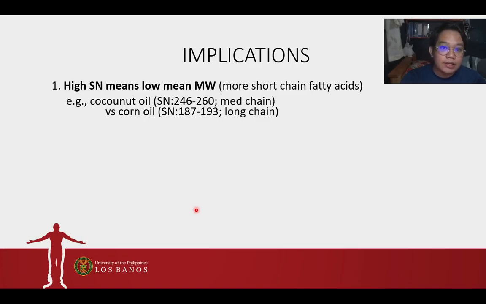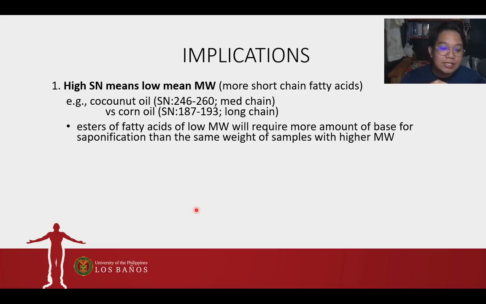So, if we compare the amount of fatty acid in 1 gram of oil, in 1 gram of coconut oil, there is more fatty acid available because it is only medium chain. Unlike in corn oil, where the fatty acid is longer in 1 gram. So, basically, there is less fatty acid present there. Since there is less fatty acid in corn oil, there is less fatty acid that will be available for saponification. That is why the saponification number of corn oil is lower compared to coconut oil. Okay?